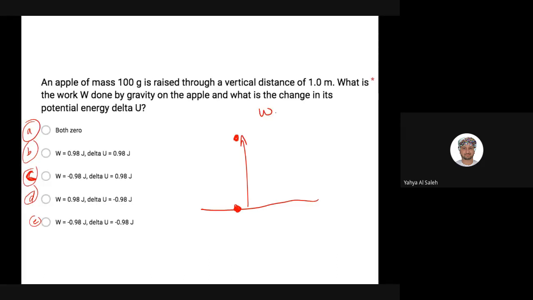What is the work done by gravity? F dot d, mg distance cosine theta. The distance is 1, theta is 180 degrees, so you end up with minus mg, which is equal to minus 0.1 g.